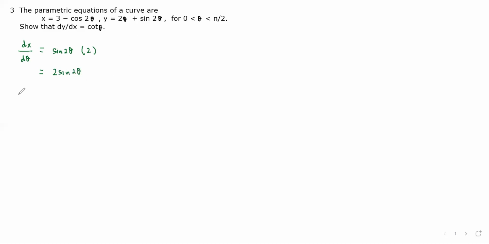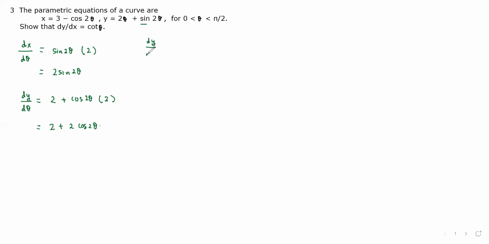Y is given by 2 theta plus sine 2 theta. So for dy/d theta, when you differentiate 2 theta with respect to theta, we have 2, and the derivative of sine is cos. So you get cos 2 theta, and you need to differentiate the inner function, which is 2 theta, so that is 2. dy/d theta is 2 plus 2 cos 2 theta. Show that dy/dx is cotangent theta.